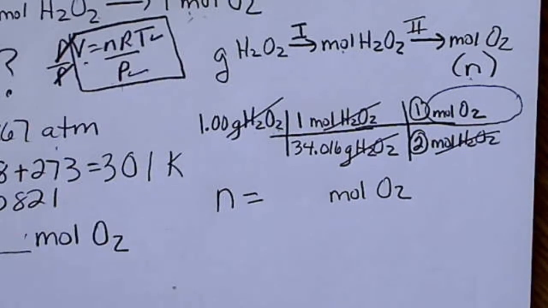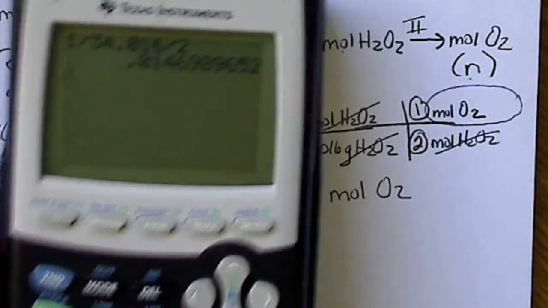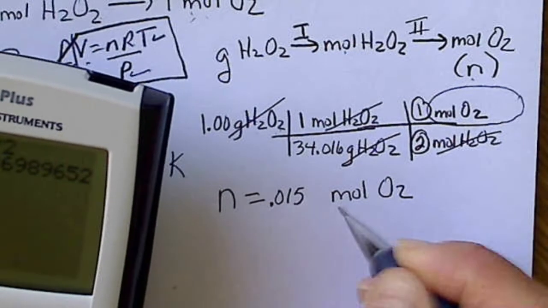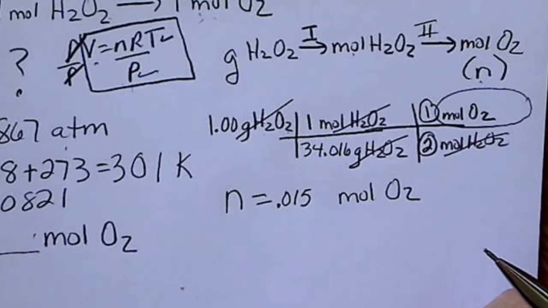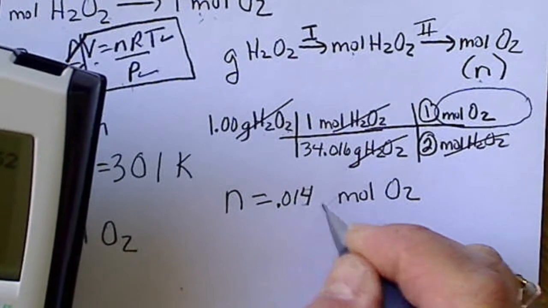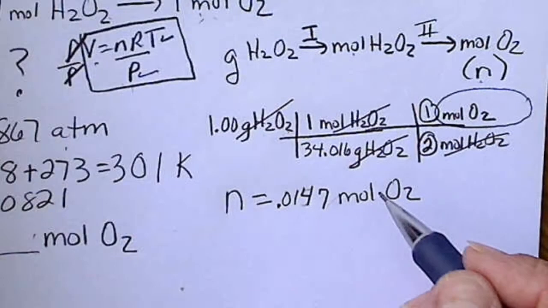So we plug that in, divided by 2. So the number of moles I get for oxygen is 0.01469. We'll call that 0.015 moles of O2. Well, I guess I should do that. I'm going to use 3 significant figures, so I'm going to round 0.01469 to 0.0147.